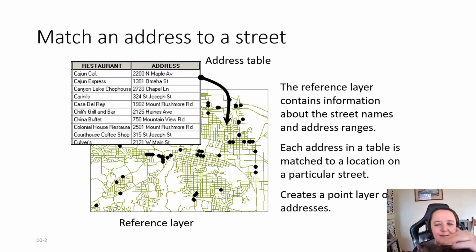And then you need a table which contains the addresses that you're trying to locate. Then the geocoding process is going to create a new point layer, those black dots on the map, that will match up the approximate location of those places to a segment of a line.